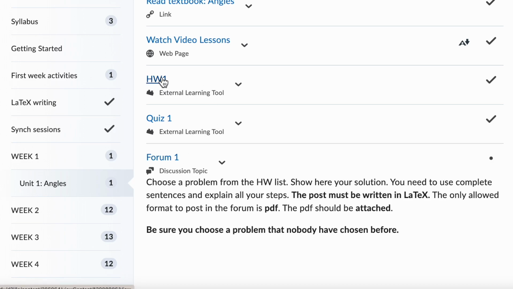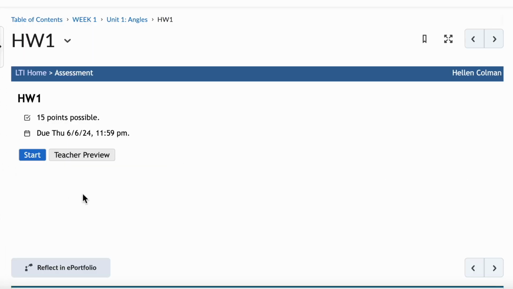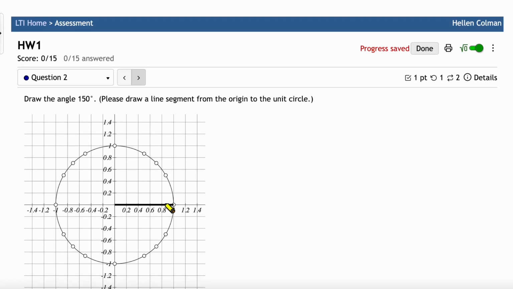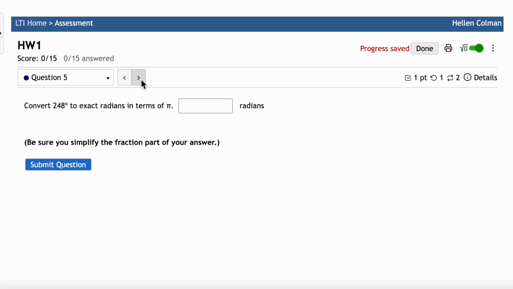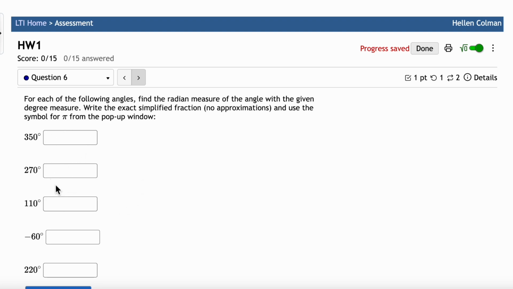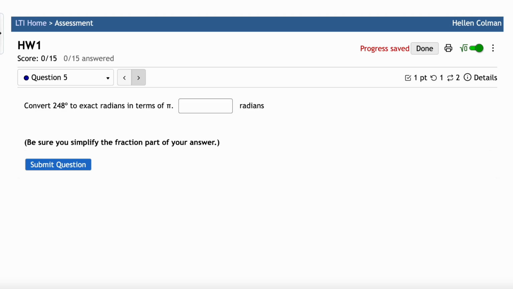So let's take a look at how the homework looks. This is, for instance, the first homework. You click Start, and the first question will appear. Here, for instance, you have a pencil that you will need to use to draw an angle. So you continue with all the questions in the homework. Some of them are drawings, some of them you have to do your calculations. So that is what the homework looks like.